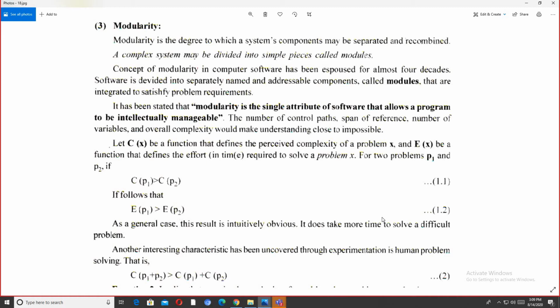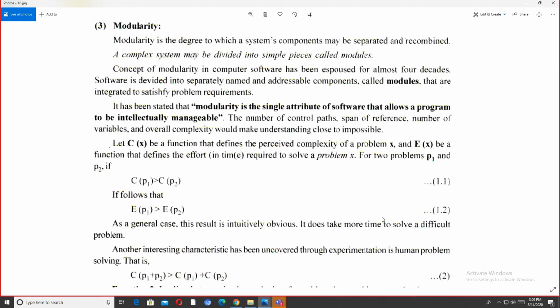Intellectually means wherever there is an application of intellect. Intellect in Hindi is known as buddhi. Now, whenever we say that modularity is the single attribute of software that allows a program to be intellectually manageable, see, the main reason we are going towards dividing our problem into smaller segments is because it becomes easily manageable.